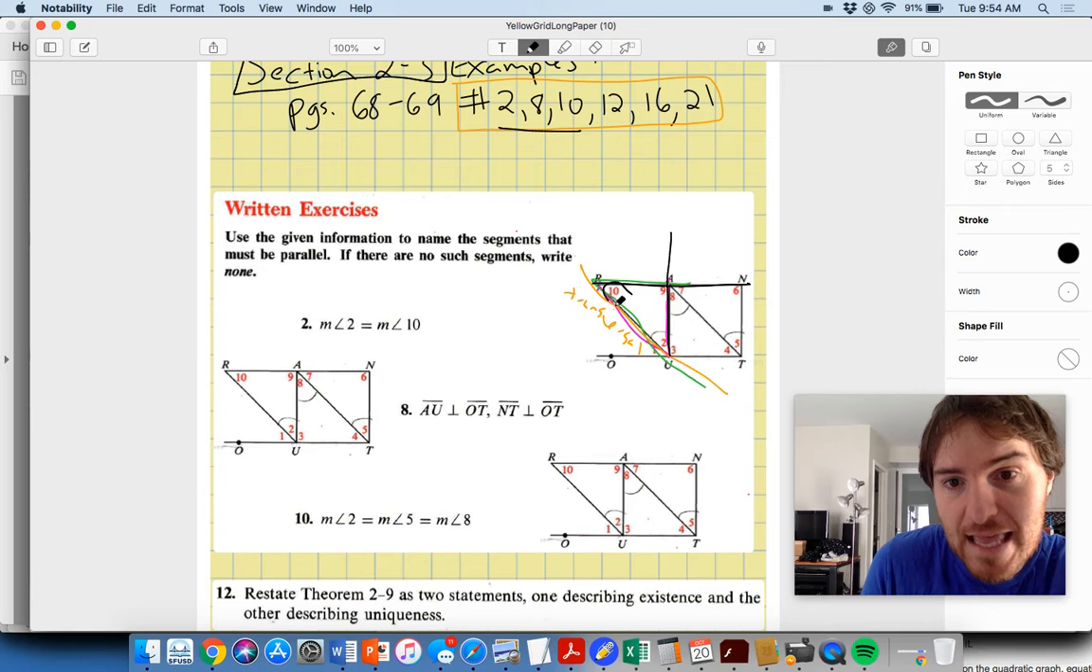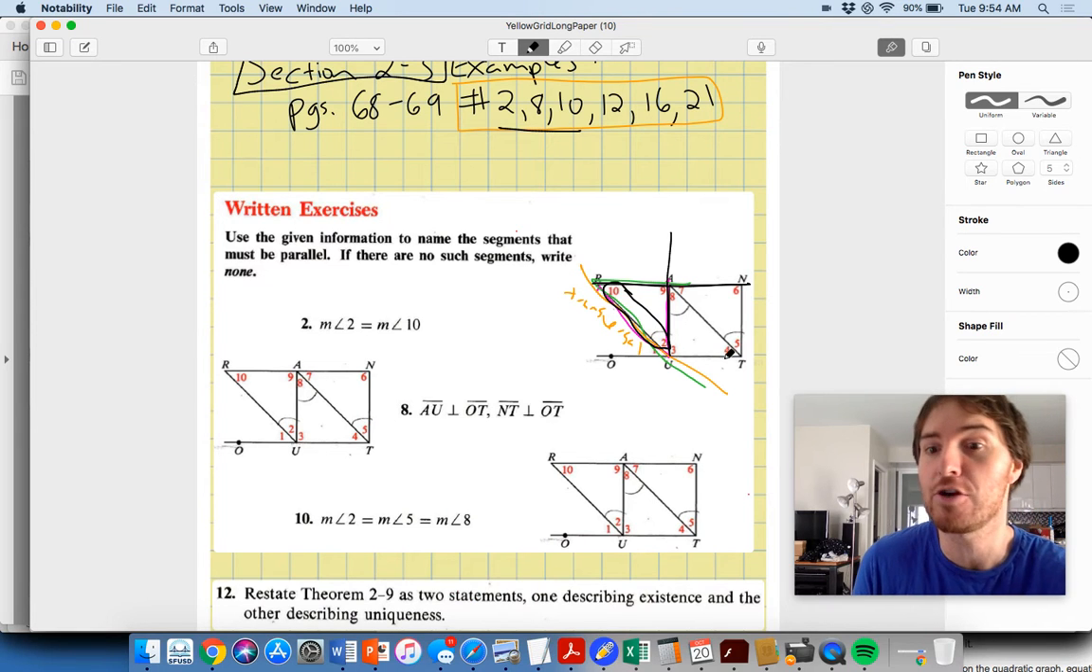So believe it or not, 10 and 2 are actually same side interior angles. When two coplanar lines get cut by a transversal, well, on the same side in the interior of those two lines, right, we'd have the same side interior angles, the interior of the two lines and the same side of the transversal.